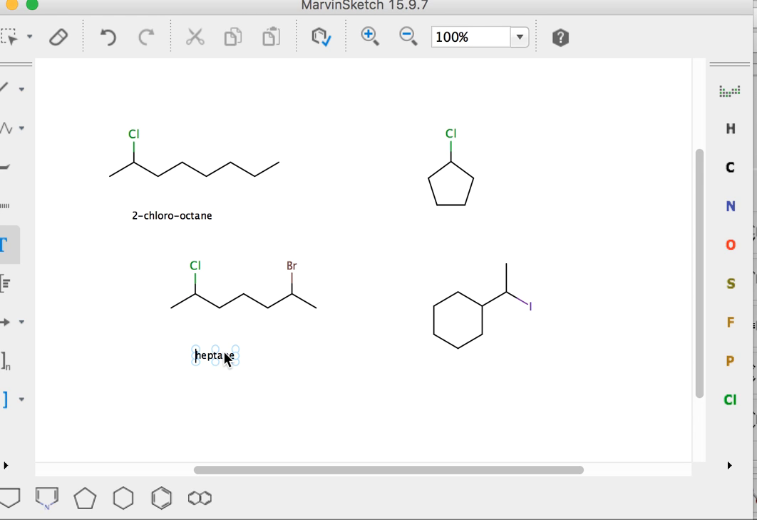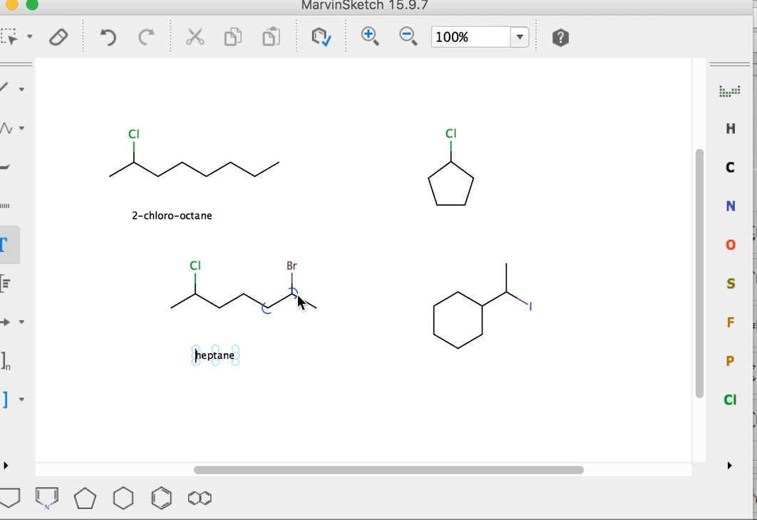Again, we want the first substituent to have the lowest number. So what do we do? We number from this side, 1, 2. Chloro could be 2. Bromo could be 2. It's a tie. What do we do? Well, we go by the alphabet. So bromo will have priority over chloro because B is lower in the alphabet than C.